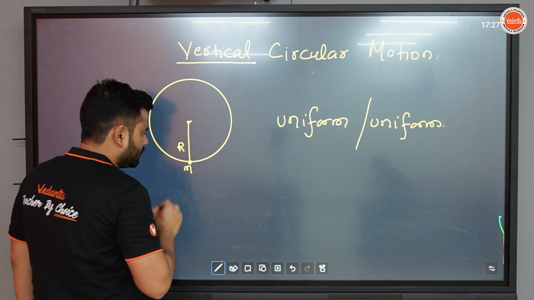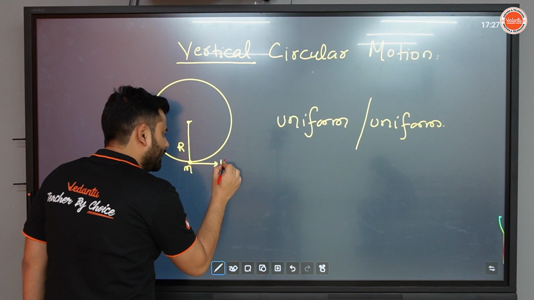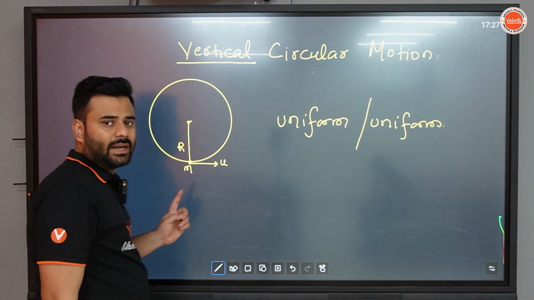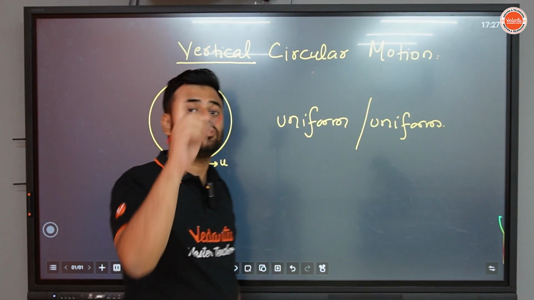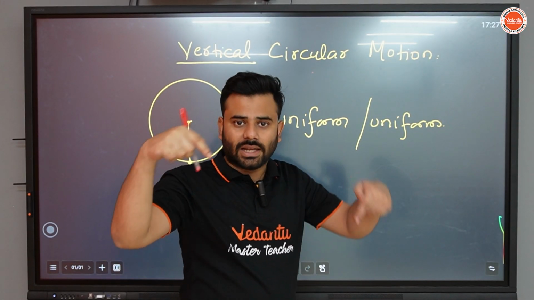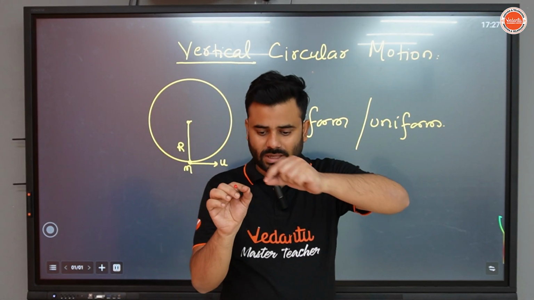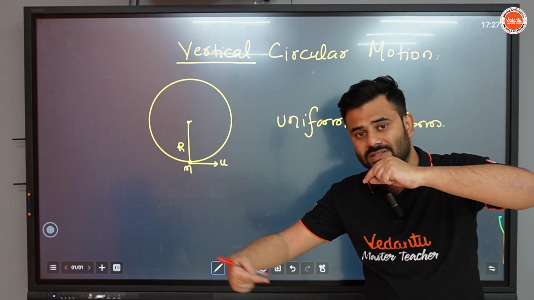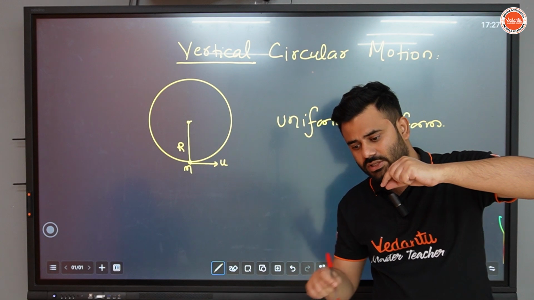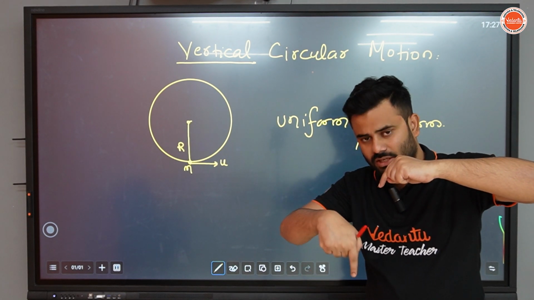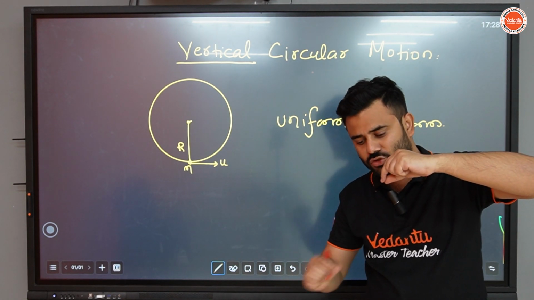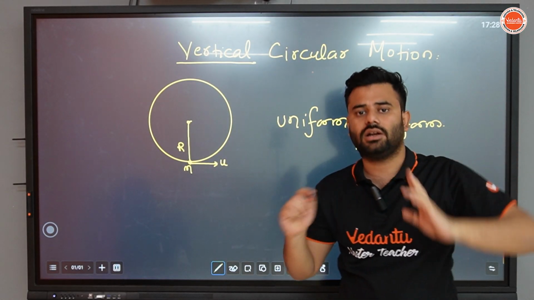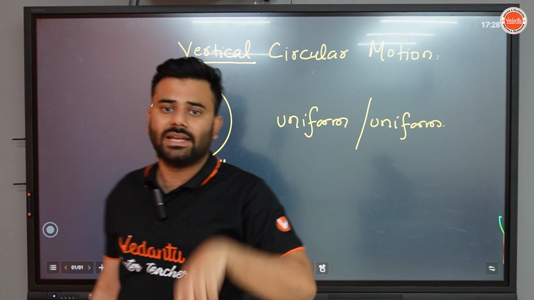For example, you gave some velocity u to the particle at the lowermost point. So the particle will move up. As the particle is going up, will its velocity increase or decrease? Its velocity will decrease. Why? Because the velocity is up and the acceleration due to gravity is acting in the downward direction, so its speed will decrease.